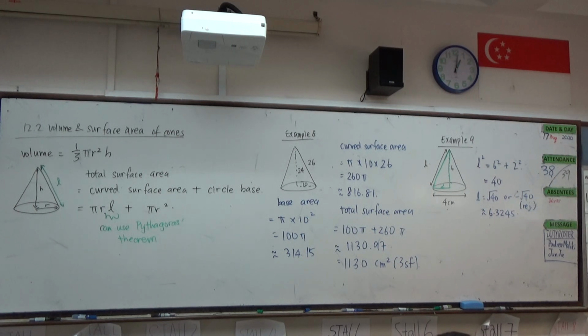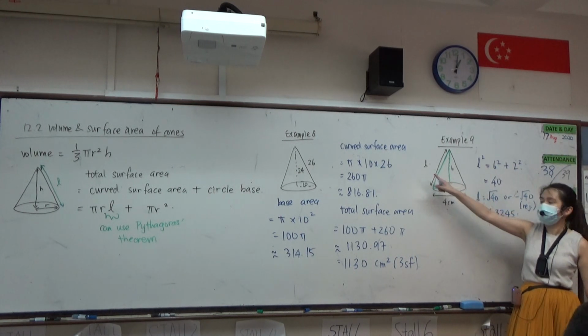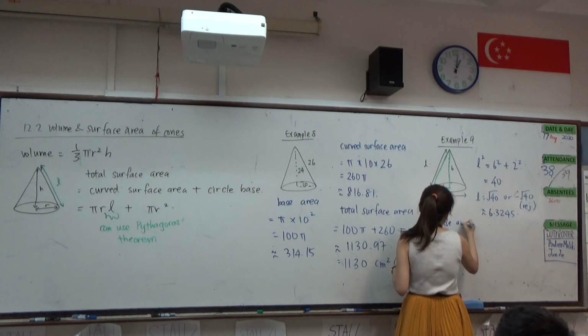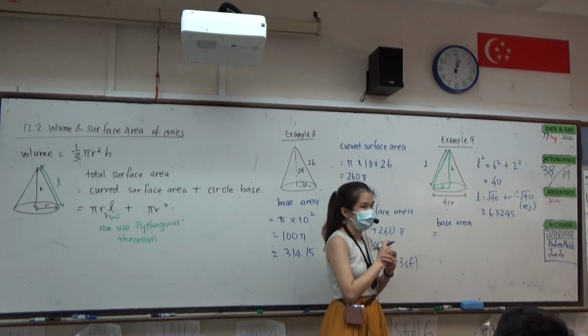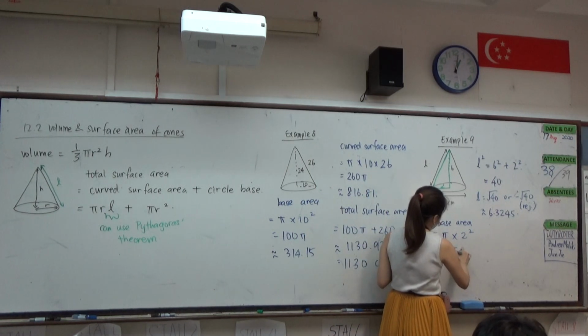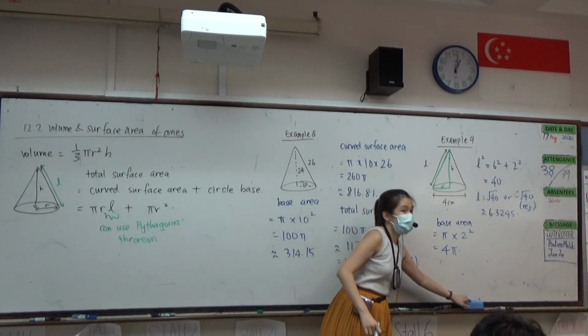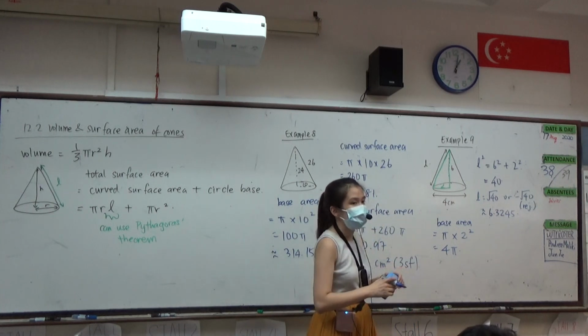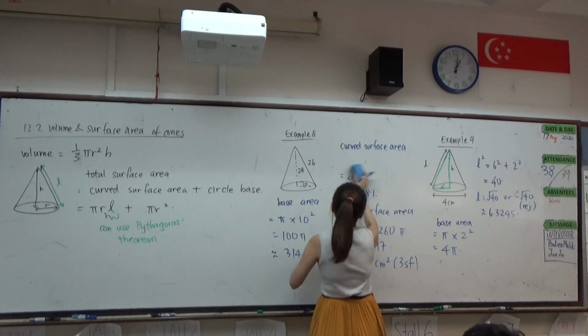So we found L already, then what? How to find the total surface area? Base area. Show me. Pi times 2 squared, very good. Gives us 4 pi. Correct? Then find what? Curved surface area. This one.